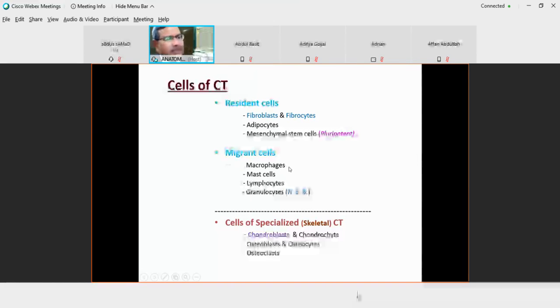They are macrophages for protective mechanism, the mast cells, the lymphocytes, and granulocytes. You are aware of these cells. So these cells come and go. Then among the cells of the specialized connective tissue, you are aware, the skeletal ones: chondroblast, osteoblast, and osteoclast.